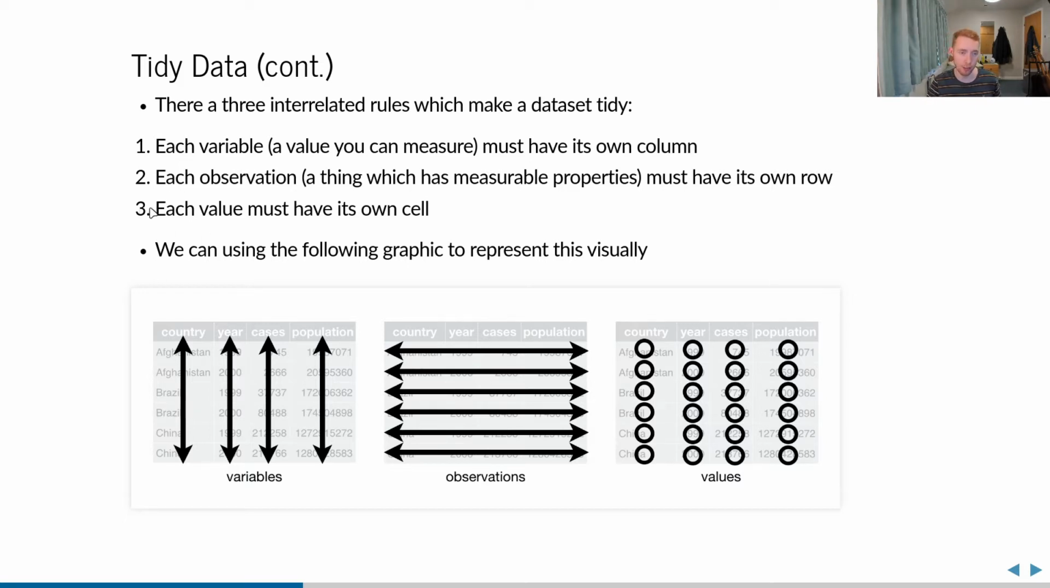And then the final rule, I guess the simplest of the three, is that every value, so every kind of number or piece of data, should be in its own cell. So we don't split data across cells, we don't have two bits of data in the same cell. Visualizing this, we have something like this. So variables going down, each one has their own column, each observation in its own row, and values by themselves.